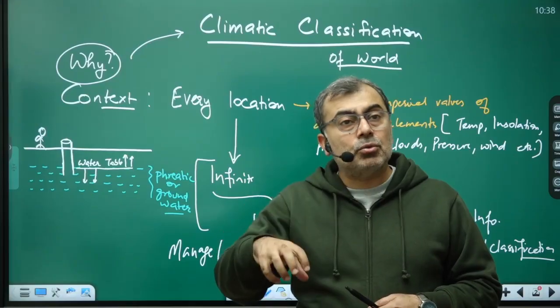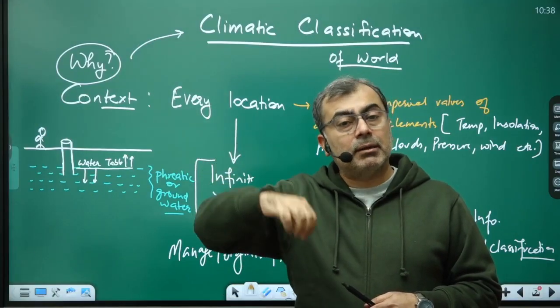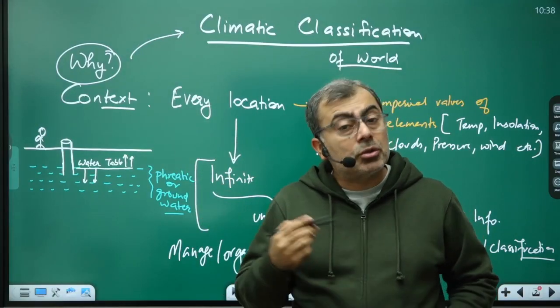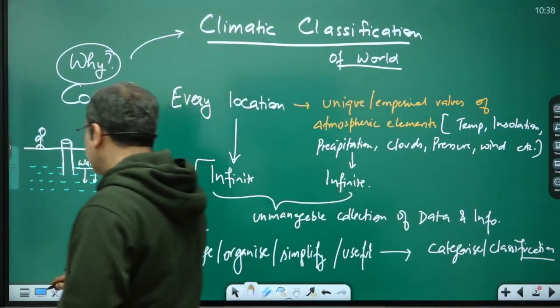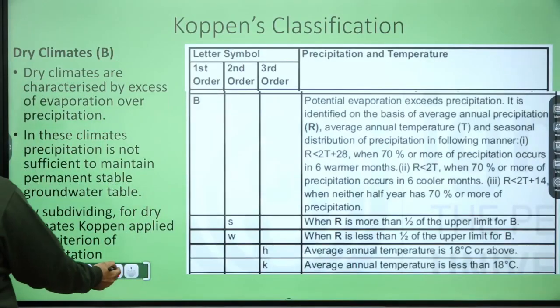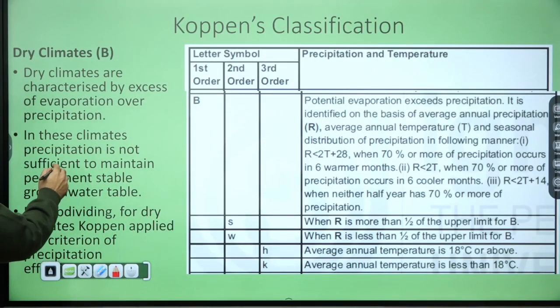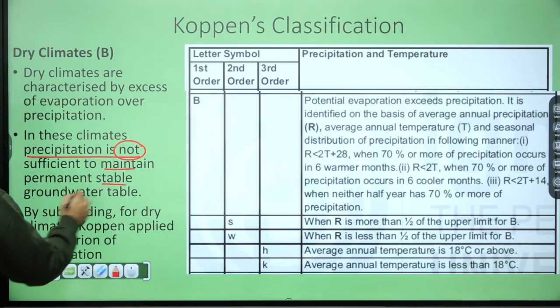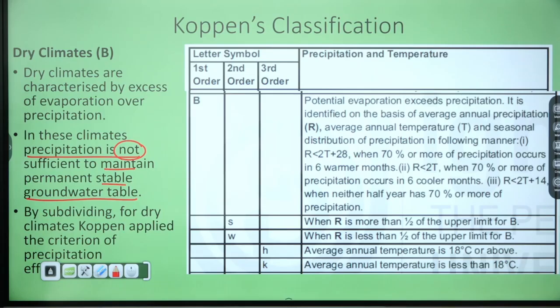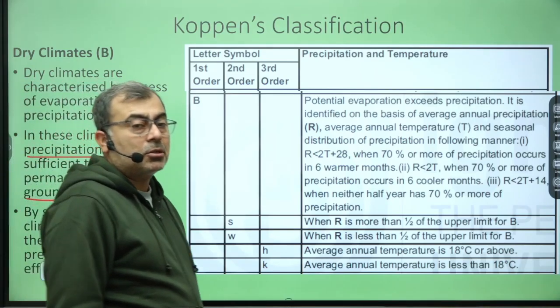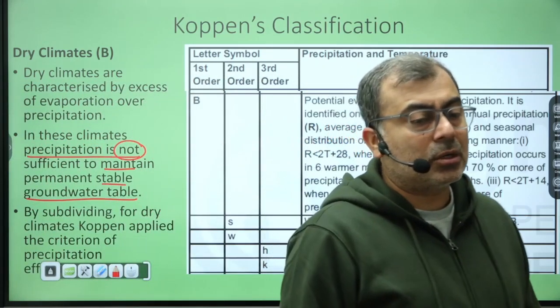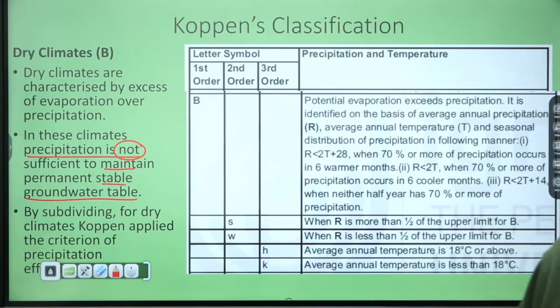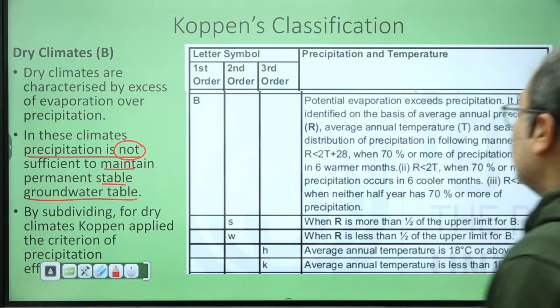So your land will also dry up, and the moisture inside it will also be pulled out. So this is what Koppen is calling B type. In B type, what is happening? The precipitation is not sufficient to maintain a stable groundwater table. Because precipitation is not happening, what happens in these areas to the groundwater table? The groundwater table is going down. Get that? So B is this.